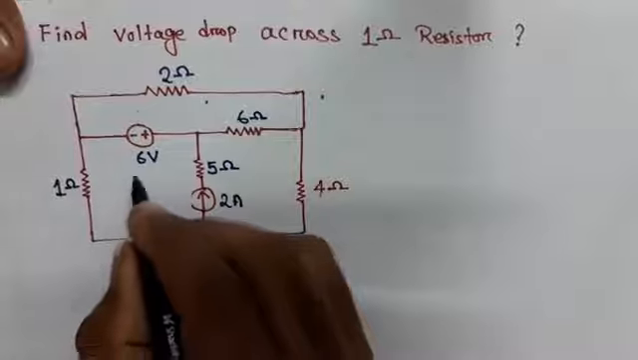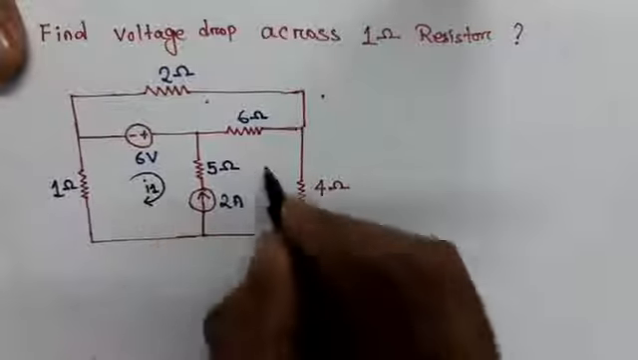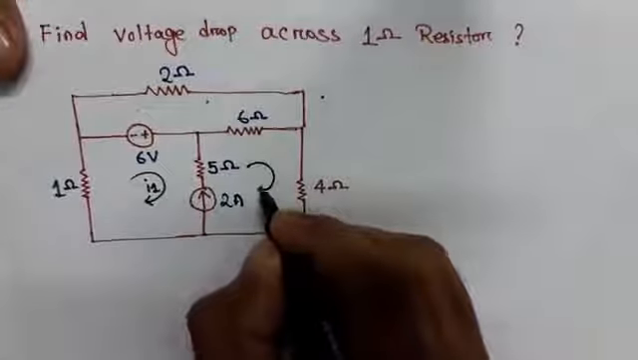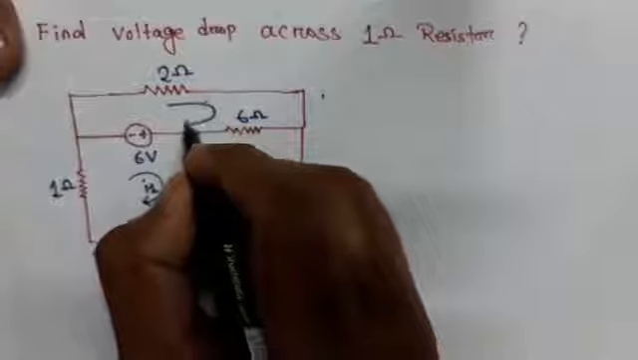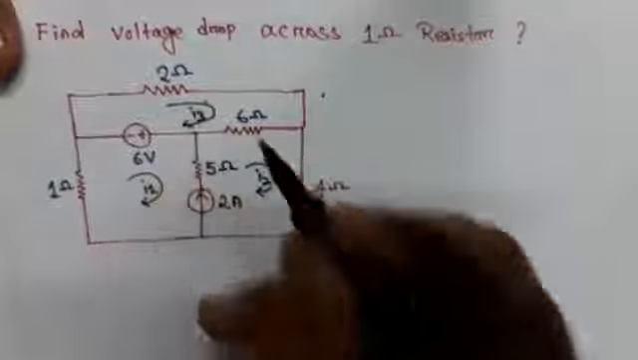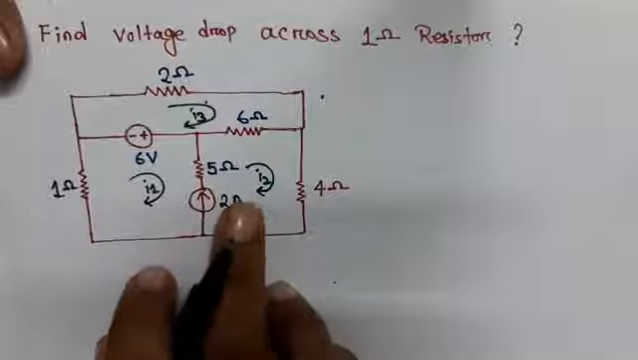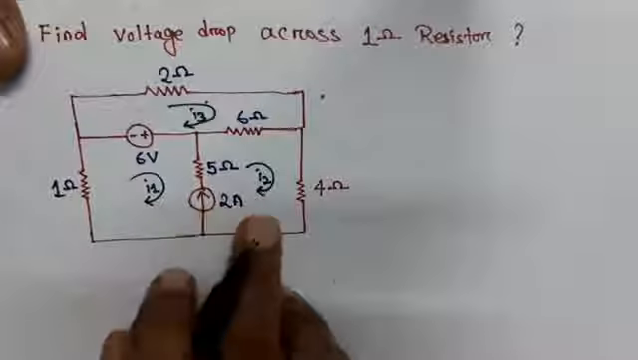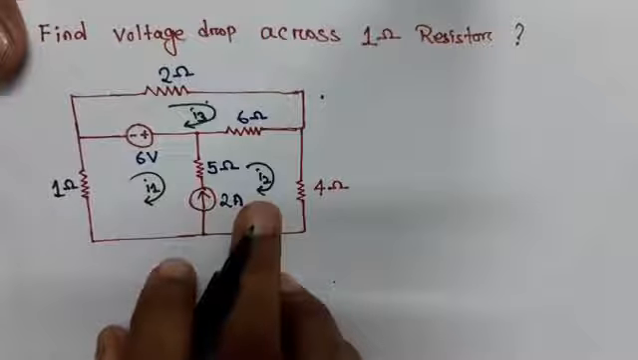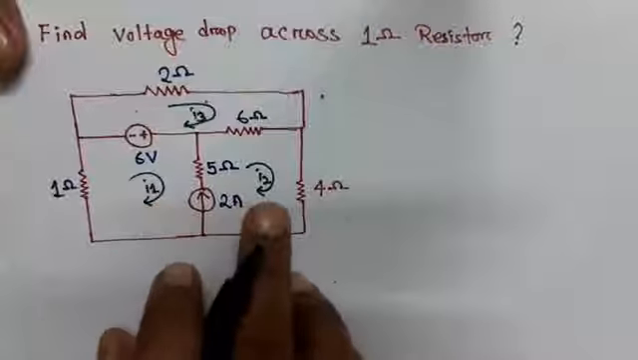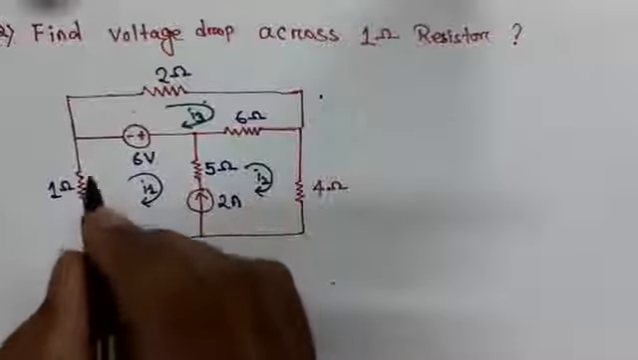First, let this be I1, this is the second loop I2, and this is the third loop, take it I3. We cannot directly apply the mesh equation because a 2 ampere current source is present between loop 1 and loop 2. So we consider loop 1 and loop 2 as a supermesh.